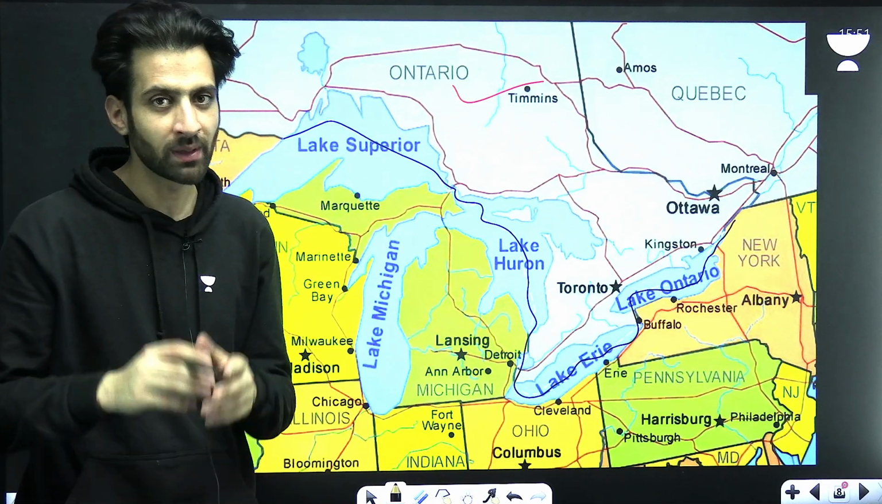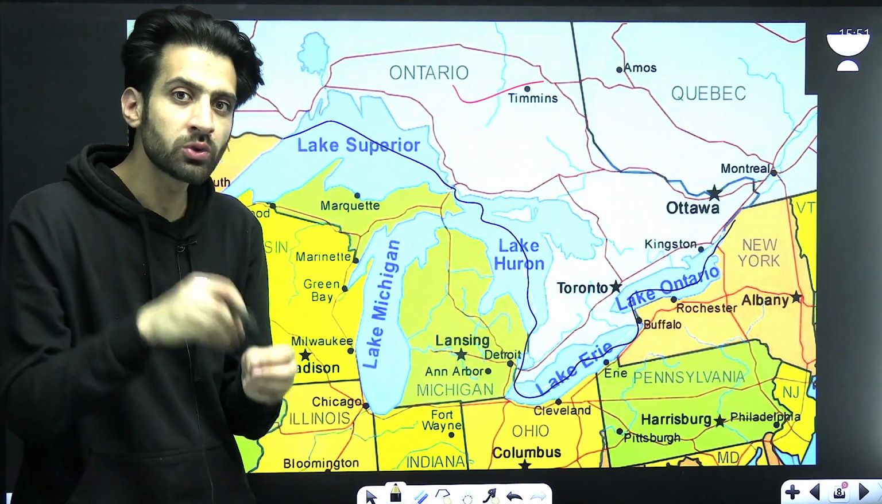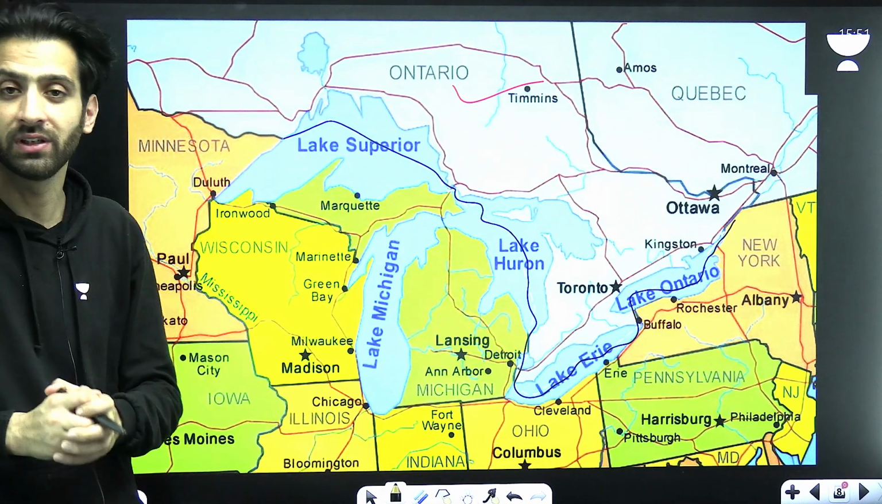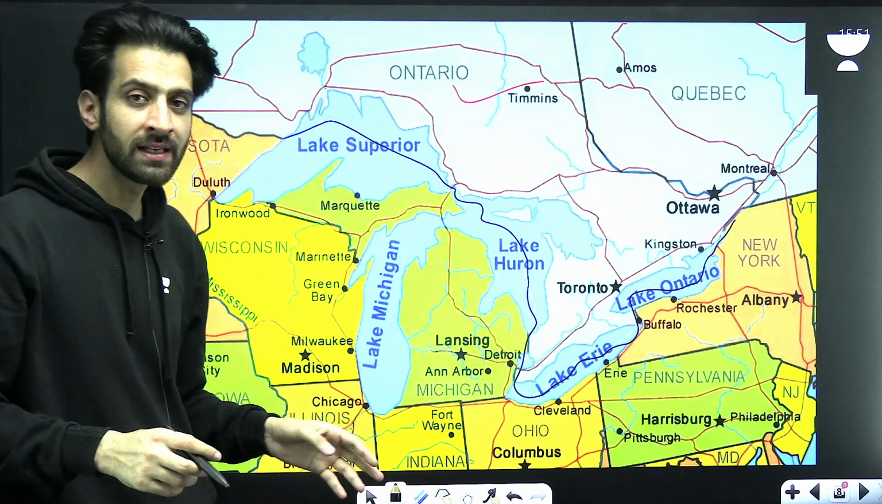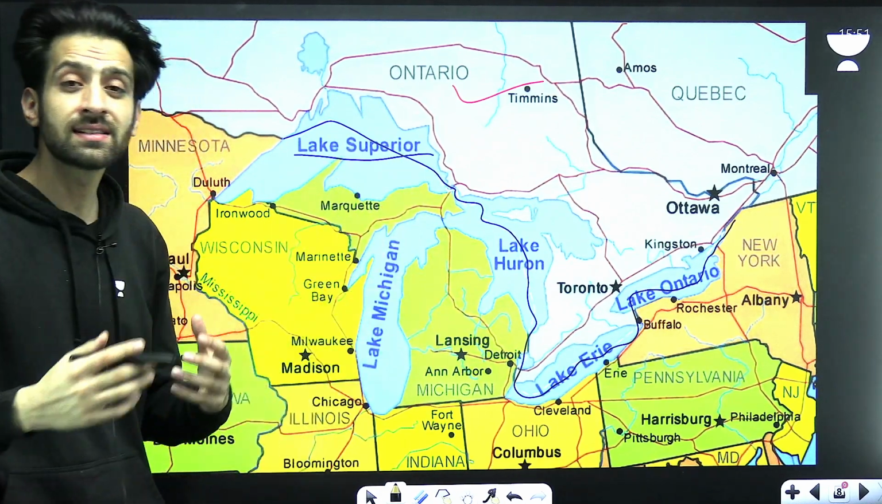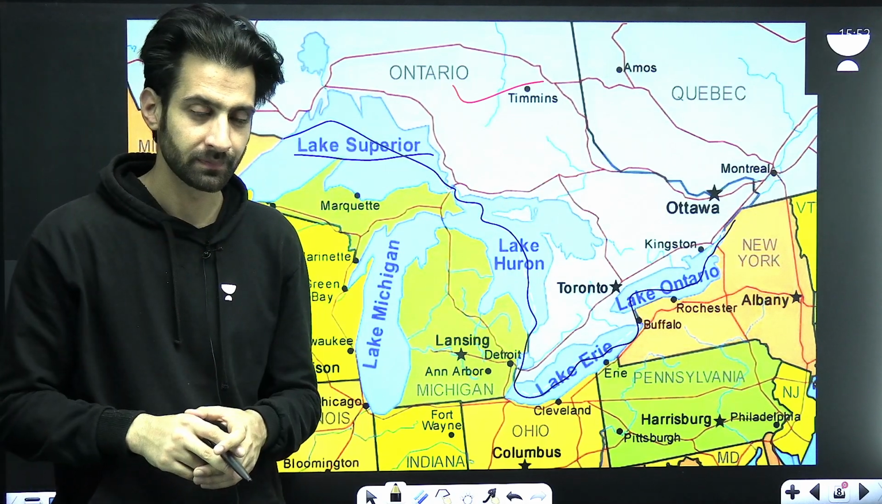This is very important. You might get asked about this. Which of the following lakes or Great Lakes is exclusively in the United States? And the answer to that question is Lake Michigan. Now, let's talk of the lakes one by one. First of all, Lake Superior. This is the world's largest freshwater lake.